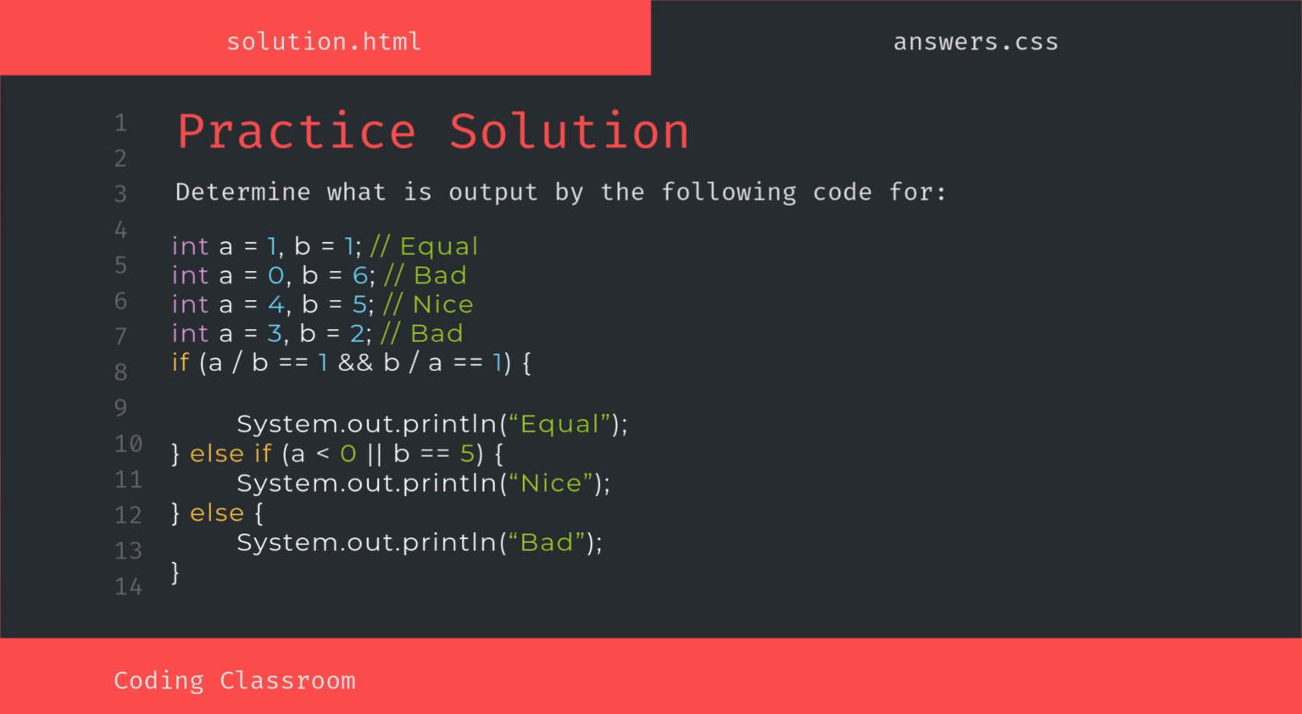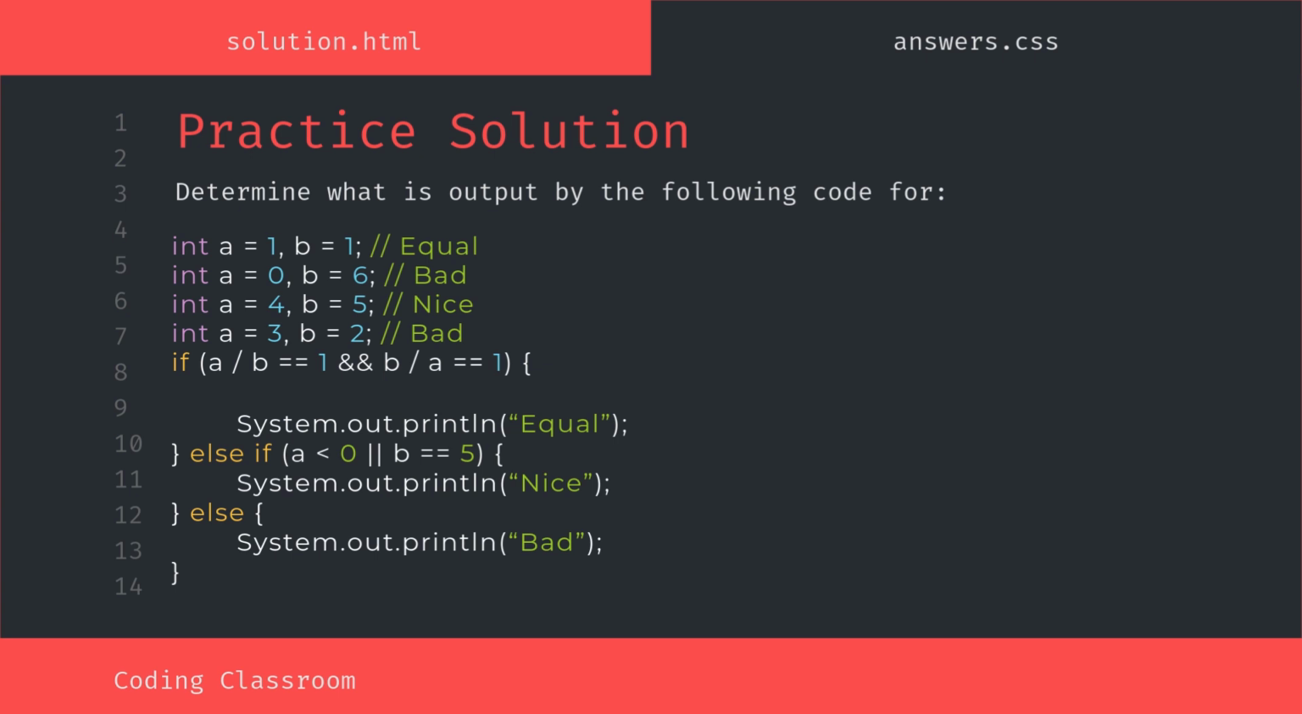Input 2, first condition. We check if A/B equals 1, and if B/A equals 1. In this case, 0/6 is 0, not 1, so the first condition fails. Because of the way logical conditions work, short-circuiting, the second part of this condition, B/A equals 1, is not checked, as the first part is already false. Second condition. Next, we check if A is negative or if B is 5. Here, A is not negative, it's 0, and B is not 5, it's 6, so this condition is also false. Since neither the first nor the second condition is true, the program moves to the final step, printing bad.